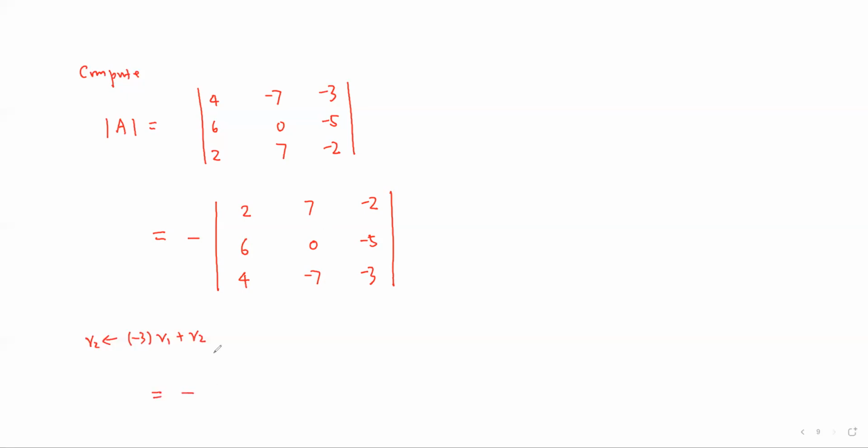Okay, so it is equal to -2, 7, -2. Now, -3 times first row, add to the second row. So 0. -3 times 7, -21, add to 0. -3 times -2, 6 plus -5, so 1.